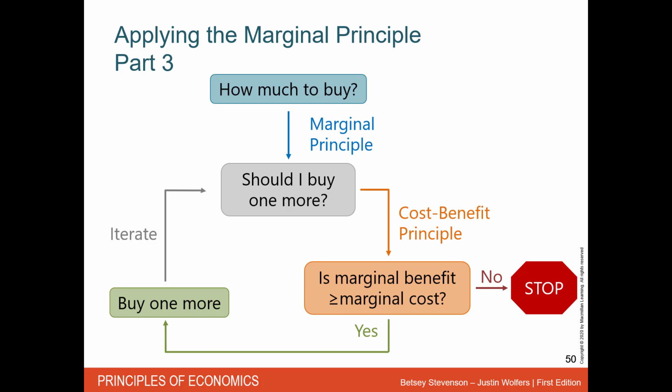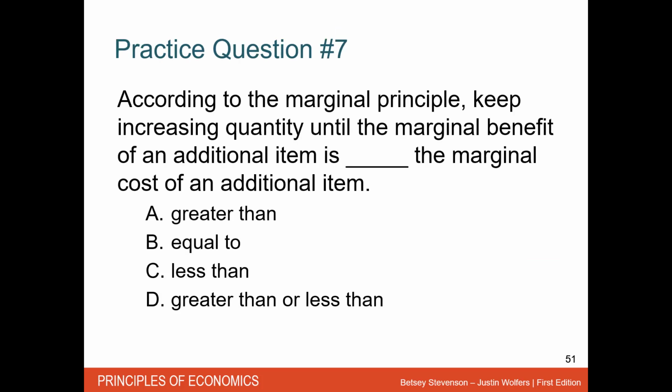Okay, now we are ready to answer our very first question in this video. According to the marginal principle, keep increasing quantity until the marginal benefit of an additional item is blank the marginal cost of an additional item. A, greater than; B, equal to; C, less than; or D, greater than or less than.